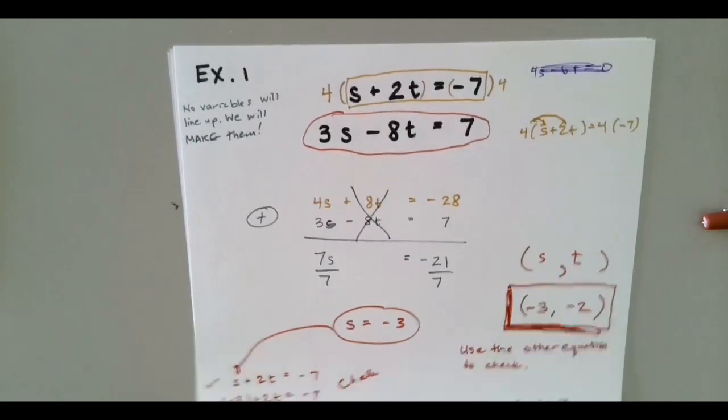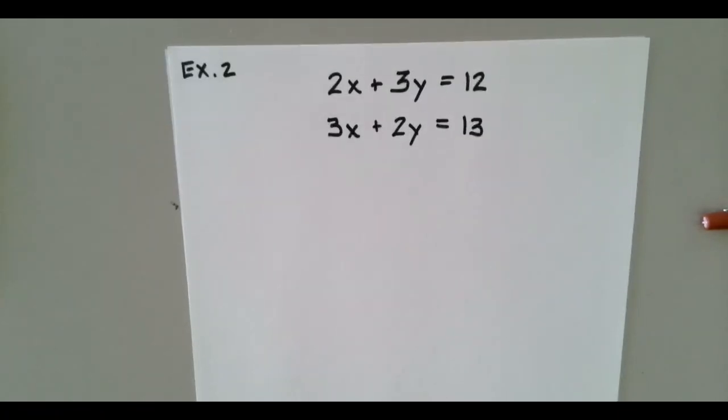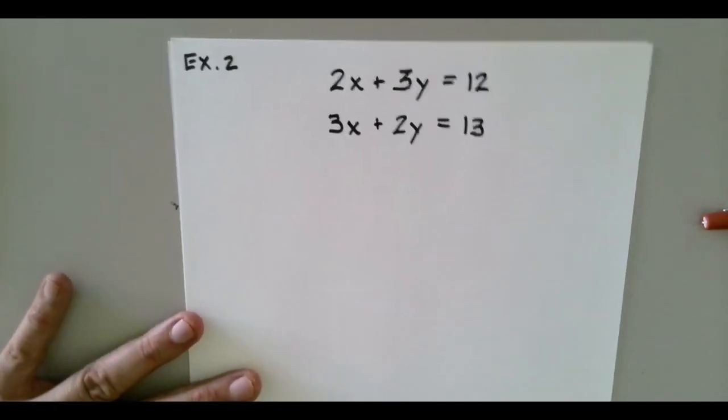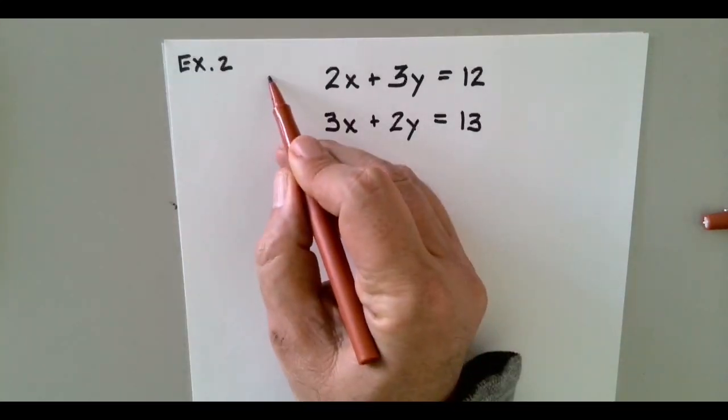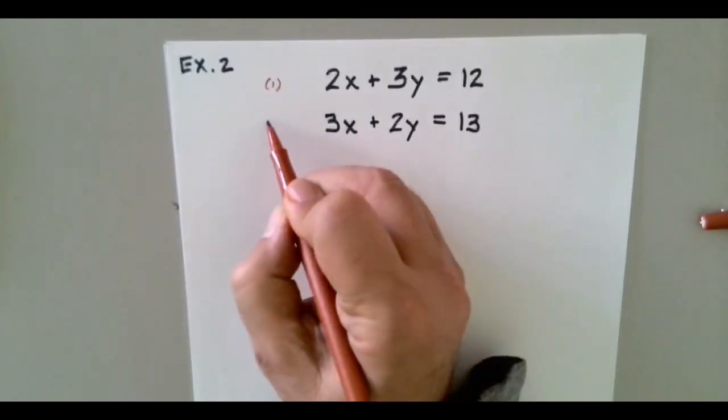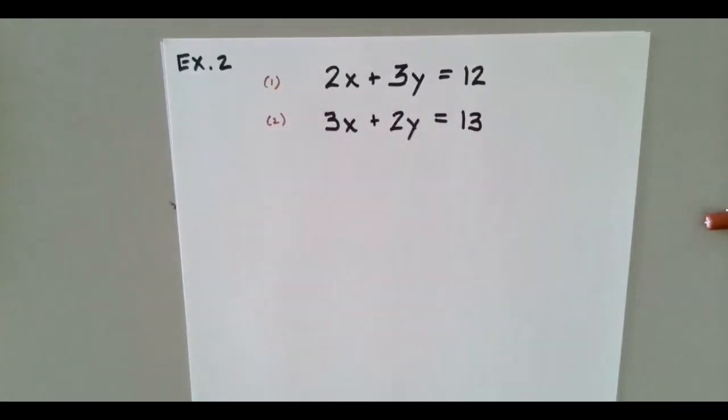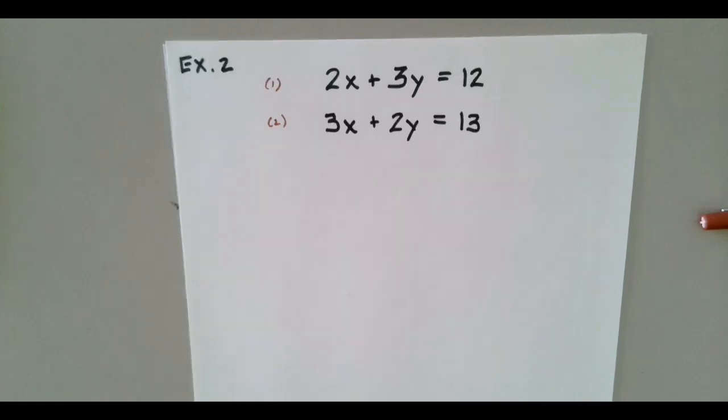All right, example 2. And again, whoever's running this, you might want to pause it for 2 minutes after we're done just to make sure that the kids get a chance. So here on the top, I have 2x plus 3y equals 12. I'll call that equation 1 if I talk about it later. And then on the bottom, I have 3x plus 2y equals 13.